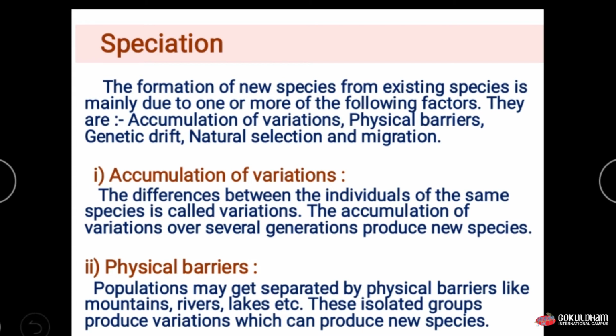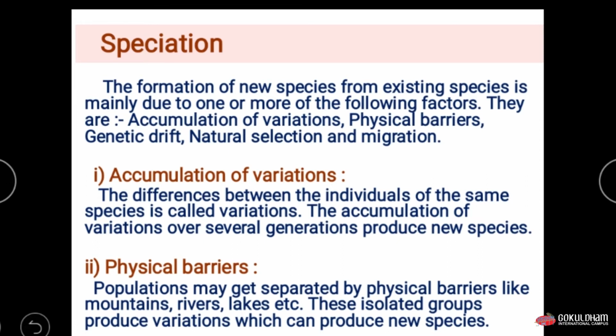Next factor is physical barrier. Populations may get separated by physical barriers like mountain, river, lake. This isolated group produces variation which can produce new species. Means due to physical barriers like river, lake and mountain, this isolated group produces certain variations which are necessary for them to survive in that condition, and this leads to the production of new species.